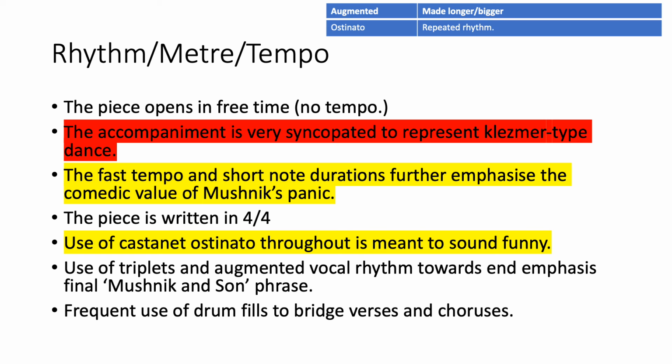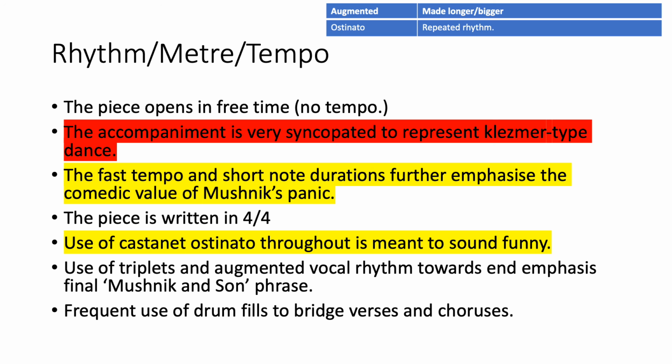The use of triplets and augmented vocal rhythm towards the end emphasise the final Mushnik and Son phrase, which rounds us off nicely as a grand finale where Seymour is won over. And if we talk about augmented vocal rhythm, augmentation is when we've just made something longer. And finally, there's frequent use of drum fills to bridge verses and choruses.